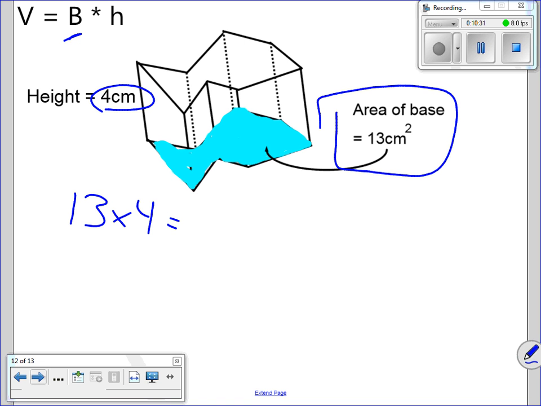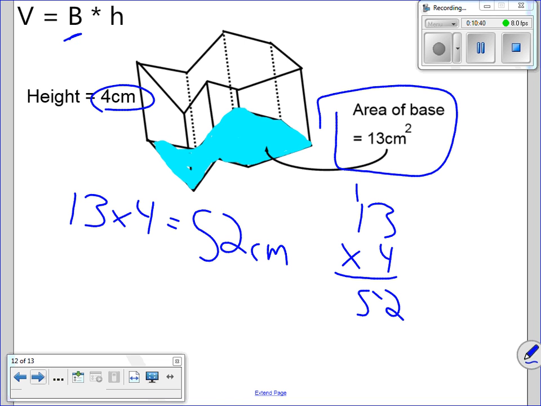Well, what's 13 times 4? 12, 4, 5. 52 centimeters cubed. Now I've labeled every single one of these problems tonight, so I'm looking forward to seeing how every single one of you are going to label correctly on your assignment in class, okay?